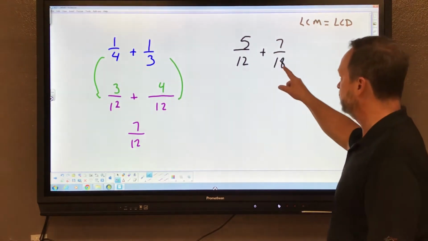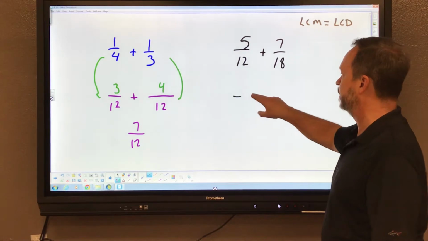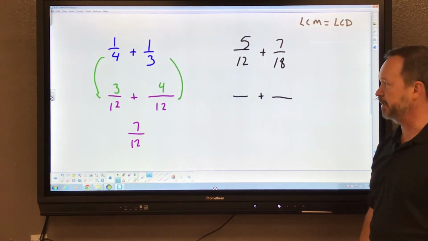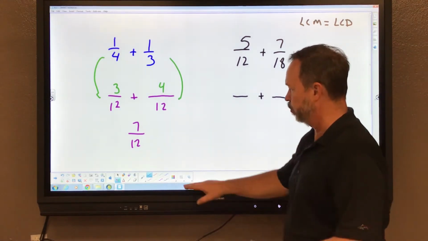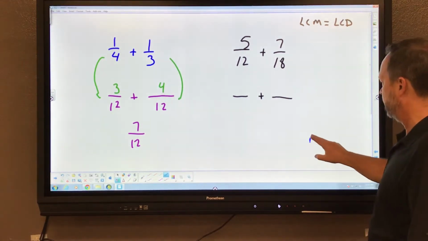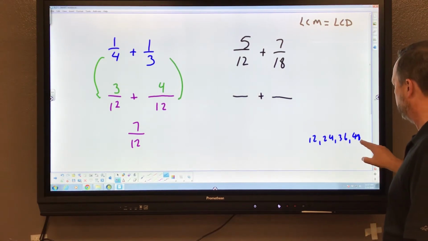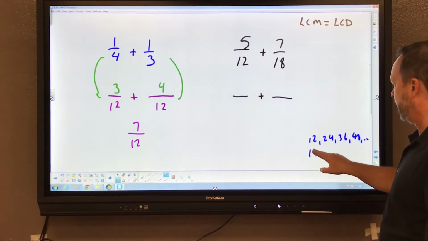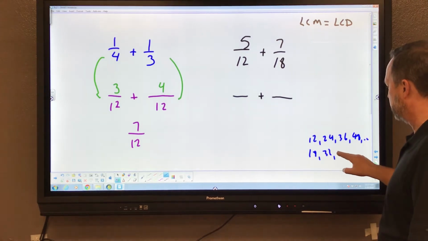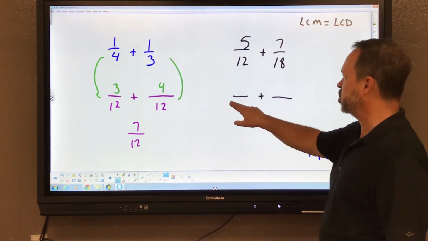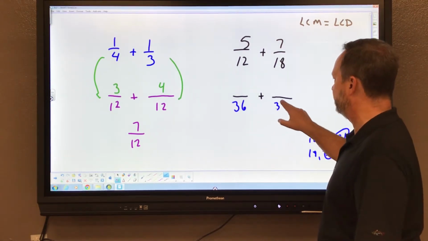In this question, what is the least common denominator, or least common multiple, for 12 and 18? Well, this is how my mind works at least. You've got 12, 24, 36, 48, and so on. And you've got 18, 36, 54, and I see my connector right there. It's 36. 36 is the smallest number that they'll both go into evenly.